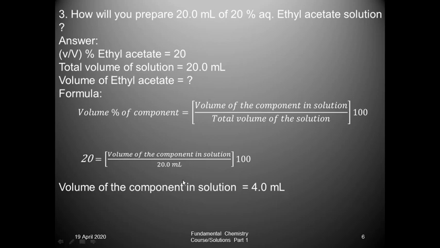So what does it mean? When you are supposed to prepare 20 ml of 20% ethyl acetate solution, you should take 4 ml of ethyl acetate in a 20 ml measuring cylinder, and add a sufficient amount of distilled water till the mark of 20 ml. Then you pour the solution into a beaker or conical flask and stir it well. The solution you obtained you can call a 20% ethyl acetate solution, and by volume it is 20 ml.